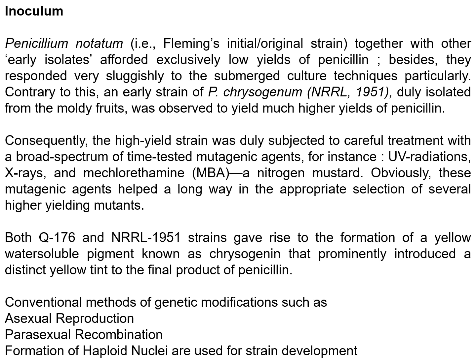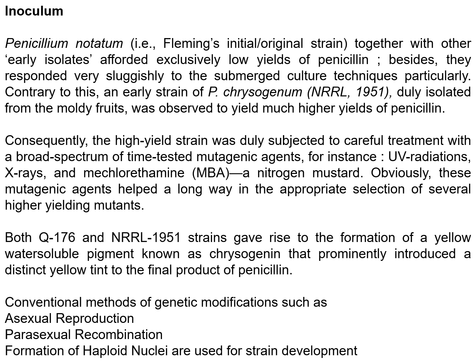In case of inoculum preparation, Penicillium notatum, that is Fleming's strain, together with the earlier isolate, afforded exclusively low yield. So we need to go with Penicillium chrysogenum, which is procured from the NRRL, a culture collection of the laboratory. This particular NRRL strain of Penicillium chrysogenum can give good yield.